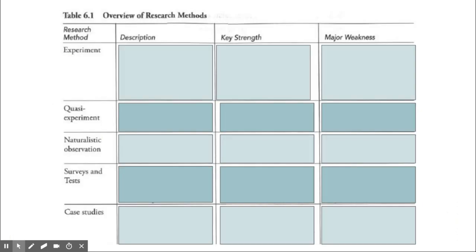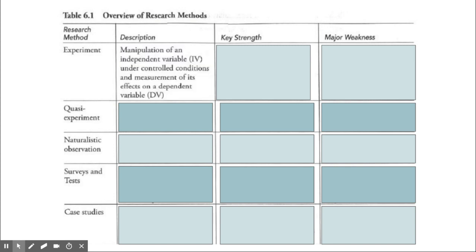All right. Some overviews of research, and this is kind of a little review of some of the things that we just mentioned, but we mentioned the experiment. That's the manipulation of the independent variable under controlled conditions and the measurement of the effects on the dependent variable. Remember, independent variable, we're always manipulating. Dependent variable, we're always measuring against. The strength of this, it can establish that relationship, the effect of the relationship between the independent and dependent variable.